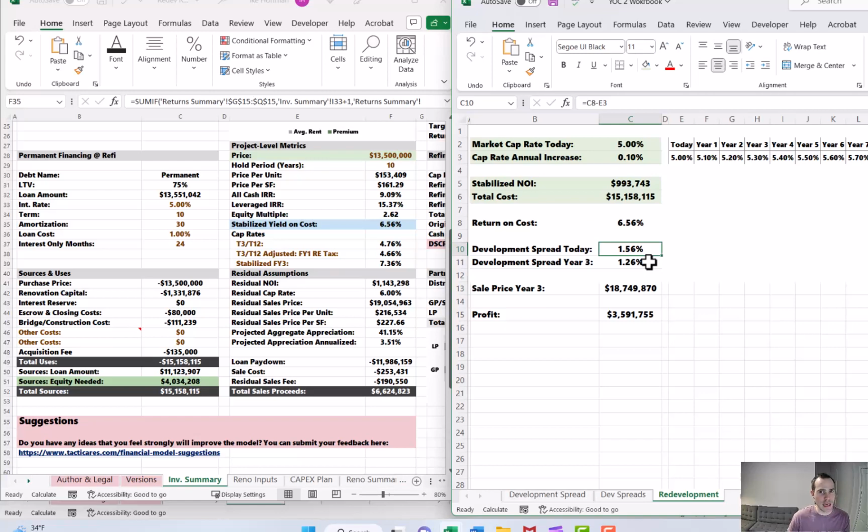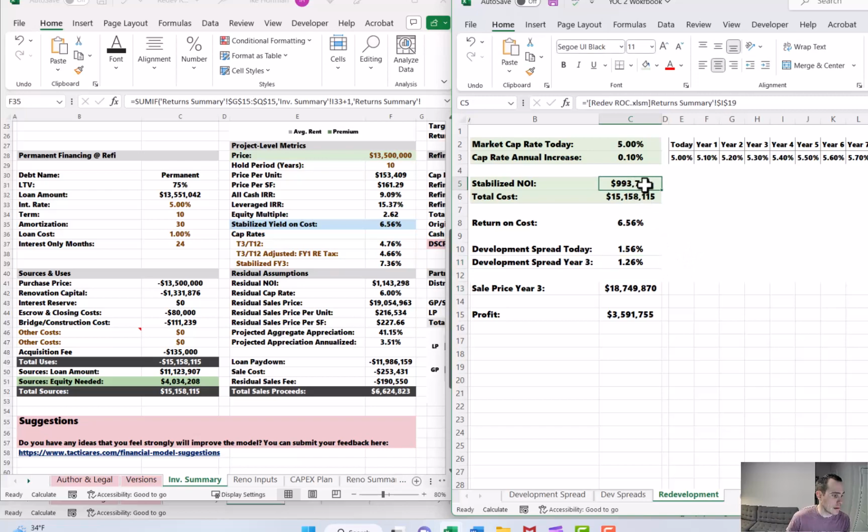And as an extra safety check, it may make more sense to run that development spread calc on yield on year 3. So if we take the 656, remember we're increasing by 10 basis points a year. So we'll go to 5.1, 5.2, then 5.3. Still have a fairly healthy yield of 1.26%.